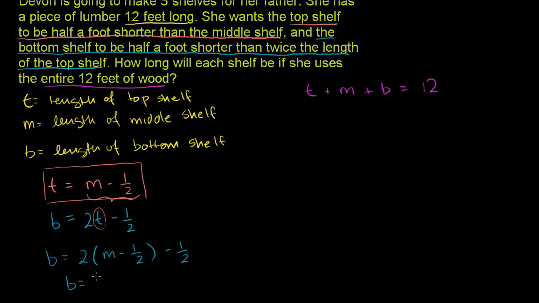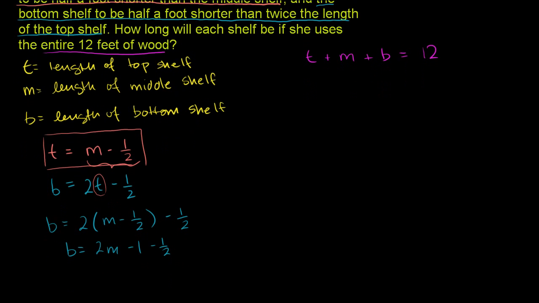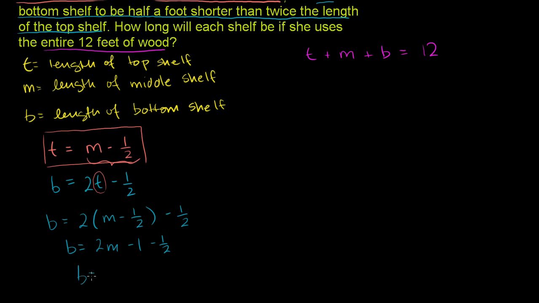2 times m is 2m. 2 times negative 1/2 is negative 1. And then minus another 1/2. Or we could rewrite this as b is equal to 2 times the middle shelf minus 3/2, right? 1/2 is 2/2 minus another half is negative, or 3/2, just like that. So now we have everything in terms of m, and we can substitute back here.